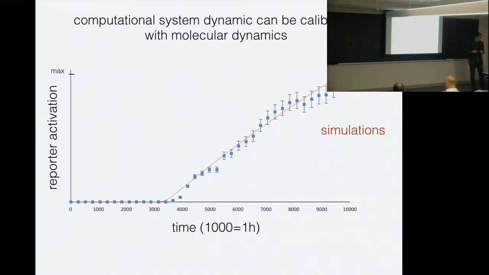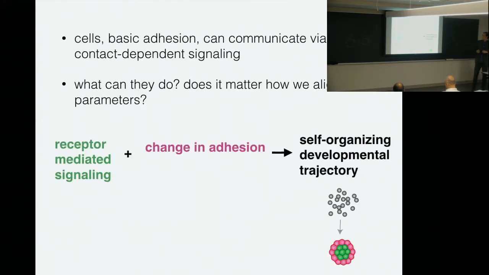Something that would behave in silico similarly to the biological system. So basically what I showed you in this part is a system made of cells that have basic adhesion and cells that communicate with contact-dependent signaling. These two parts are really what we call a duality of cells. Cells are both a communication system, an information exchange system, and also a mechanical system in the physical world. And combining these two, you can address the problem of morphogenesis.